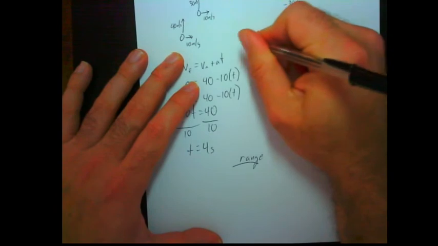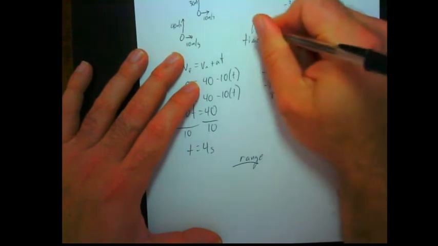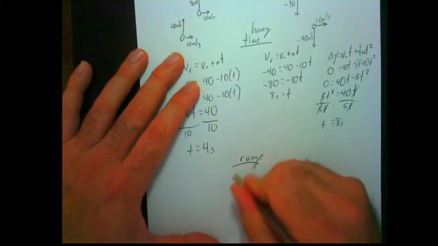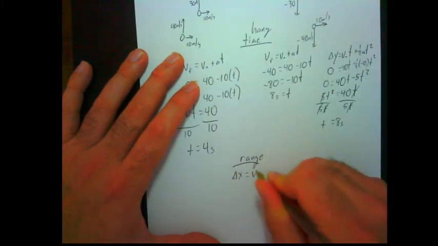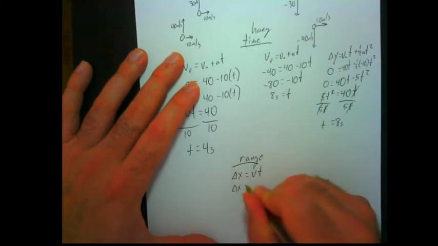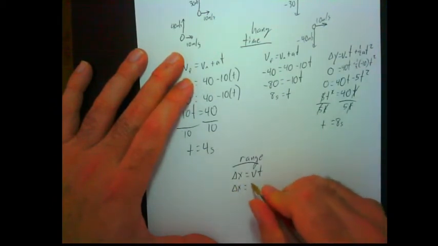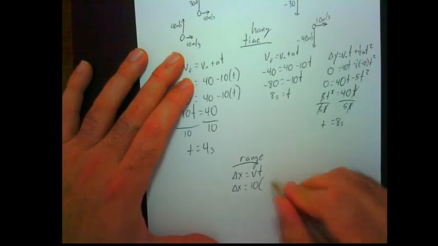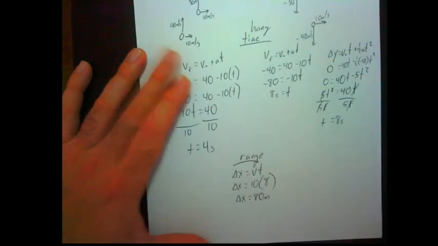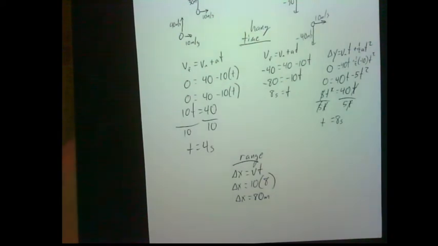This was our time in air, hang time. Now let's do the range. The range is simply delta x equals vt, same way we did horizontal projectiles. Delta x equals the horizontal velocity, which was 10, times our time in the air, which is 8, so delta x equals 80 meters. It's an incredible punt.